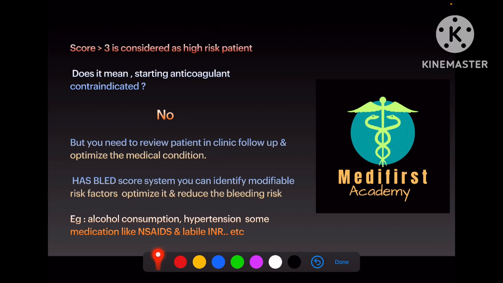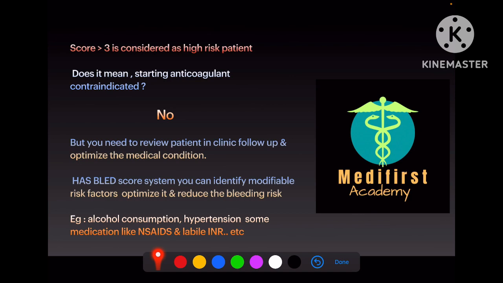So I just want to ask one question. If your patient's HAS BLED score is more than 3, does it mean starting anticoagulant is contraindicated? The answer is no, right? Because with this HAS BLED scoring system, once you calculate and get your patient's value, from that you can get a holistic idea about the bleeding risk which can develop in your patient.